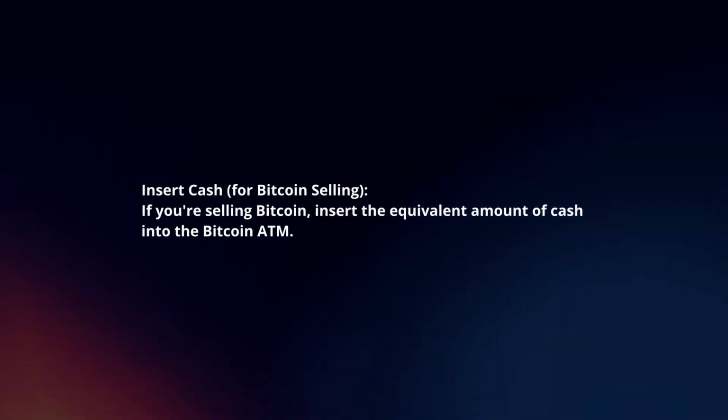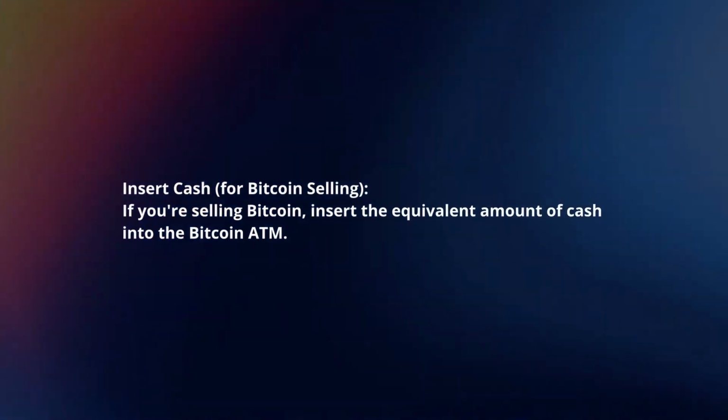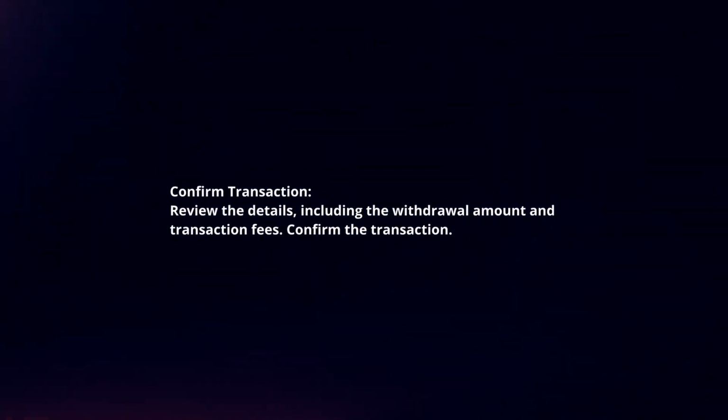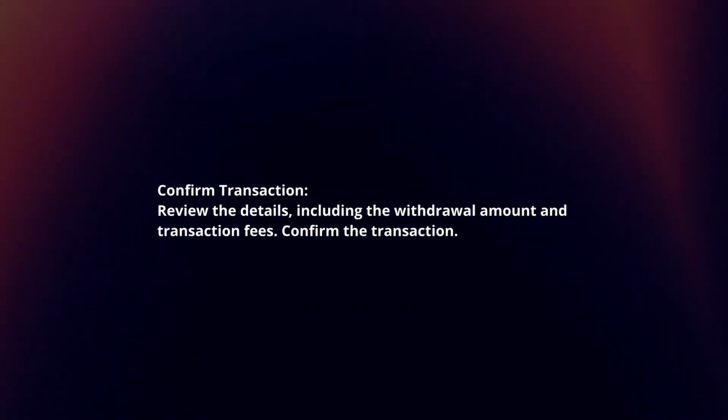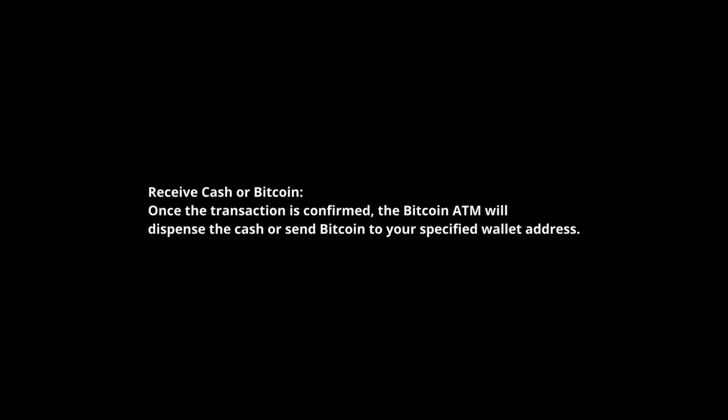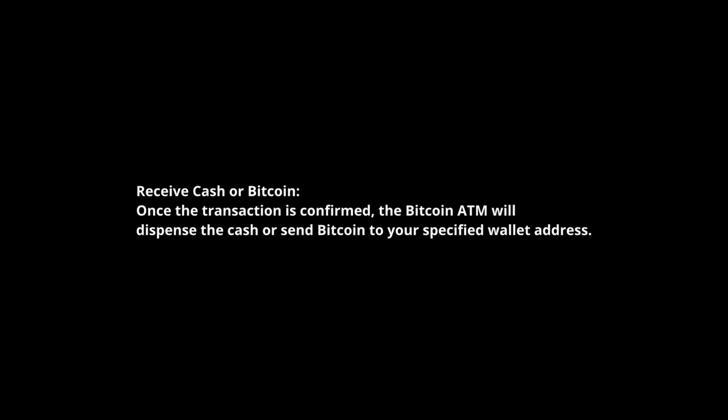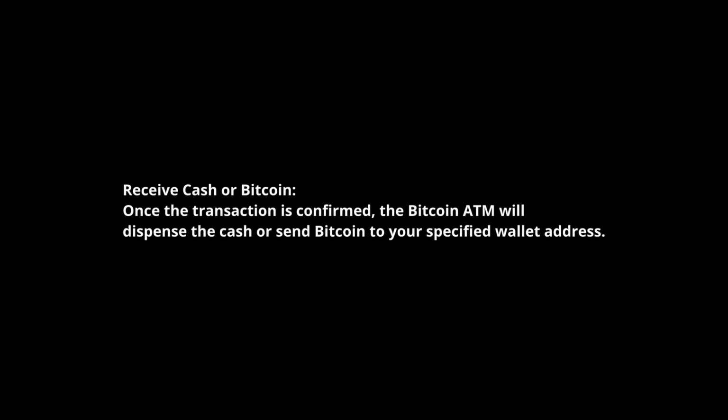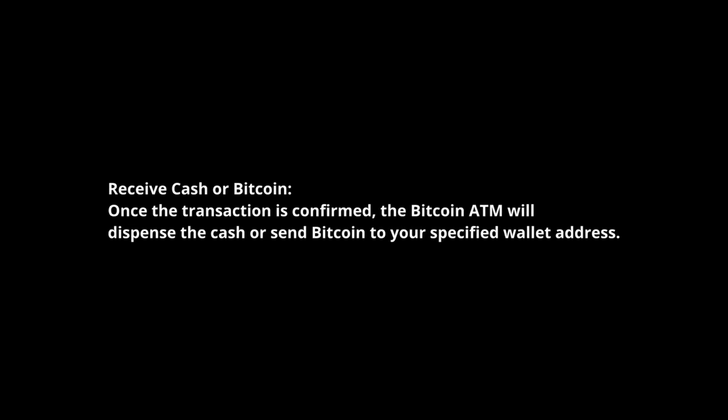Insert cash. If you're selling Bitcoin, insert the equivalent amount of cash into the Bitcoin ATM. Confirm transaction. Review the details, including the withdrawal amount and transaction fees. Confirm the transaction. Receive cash or Bitcoin. Once the transaction is confirmed, the Bitcoin ATM will dispense the cash or send Bitcoin to your specified wallet address.